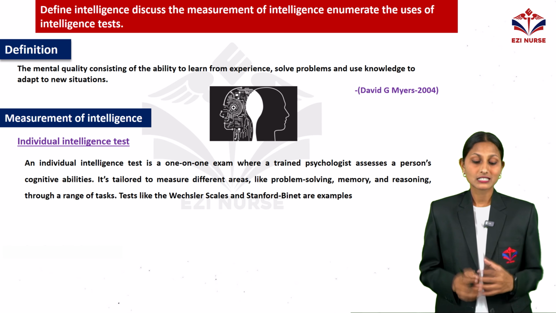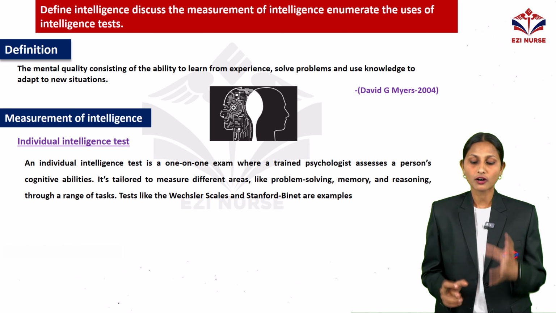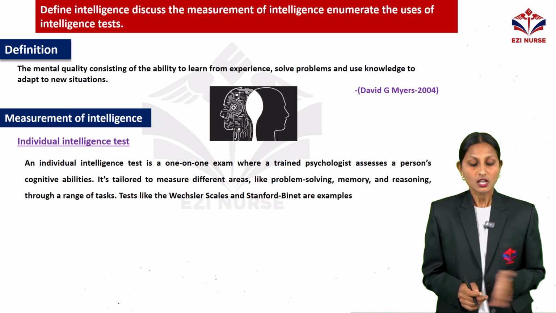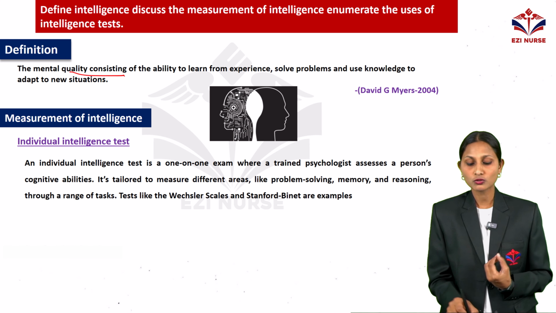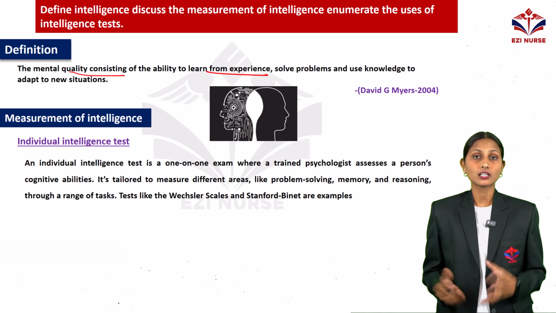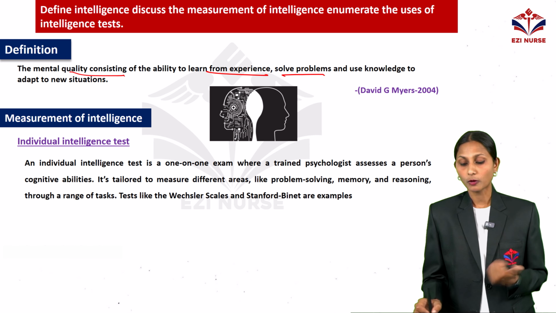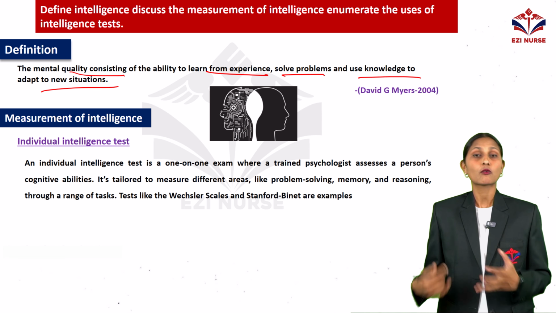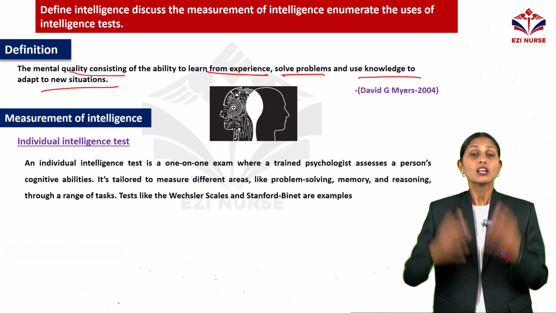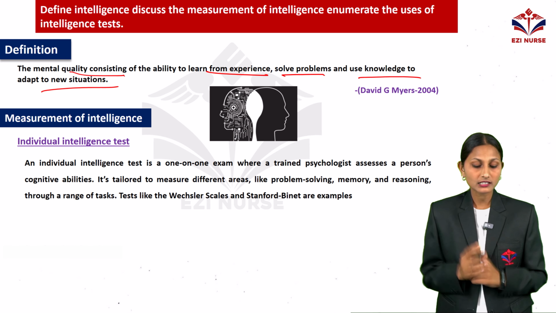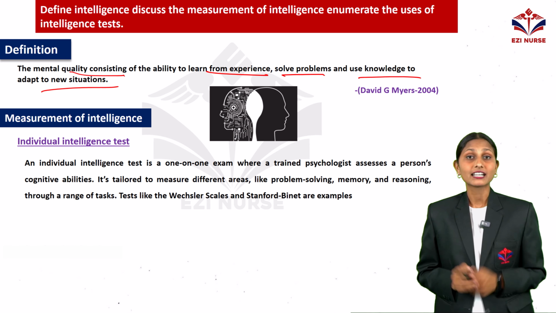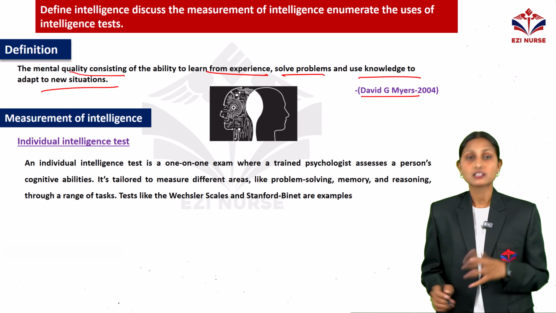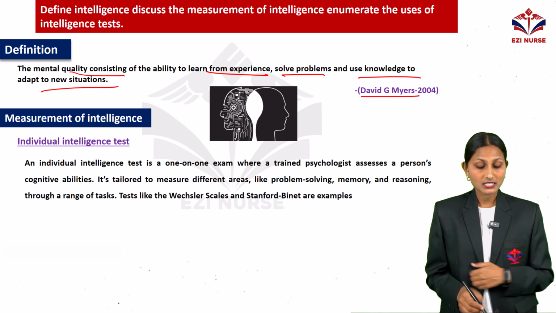Next we are going to define intelligence, discuss the measurements of intelligence, and enumerate the uses of intelligence tests. So here we will discuss what intelligence is. It is a mental quality consisting of the ability to learn from experiences. So we will learn things from experience and we will try to solve problems and use knowledge to adapt to new situations. Whatever new situation or new problem occurs in our life, we will try to solve that problem with the mental quality we have, and that is what intelligence is. This definition is given by David G. Myers in 2004.